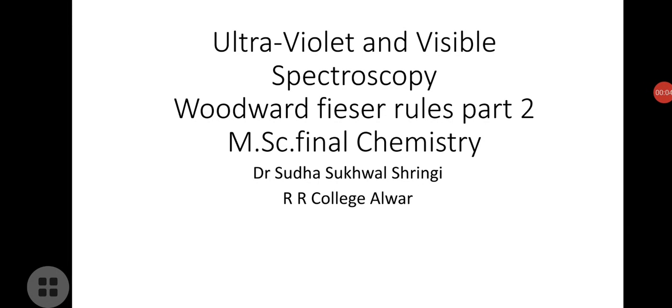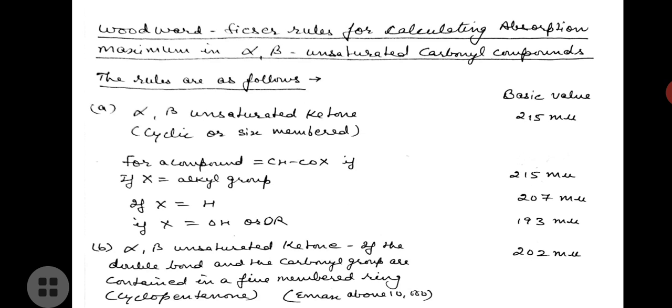Welcome students. Today we'll be discussing ultraviolet and visible spectroscopy. And today's topic is Woodward-Fieser rules for calculating absorption maximum in alpha-beta unsaturated carbonyl compounds.